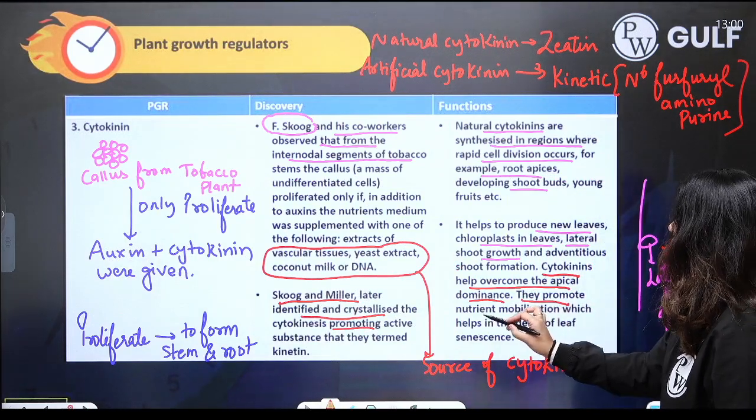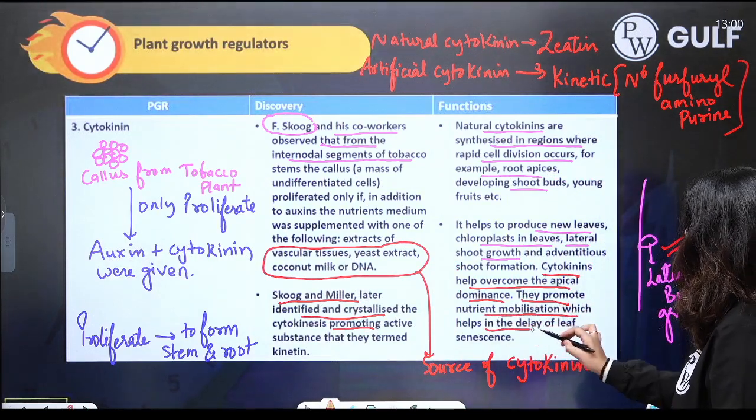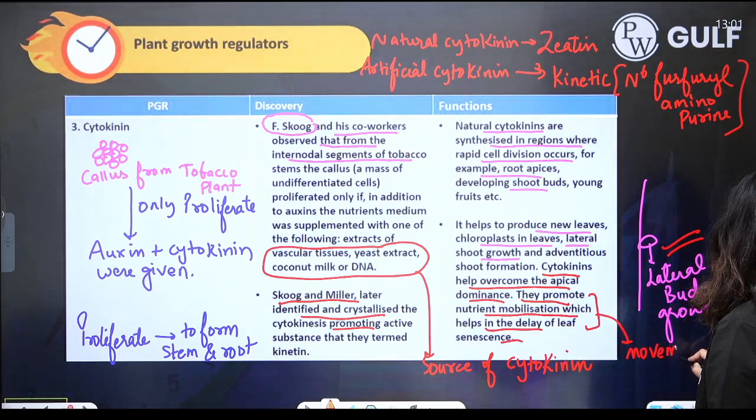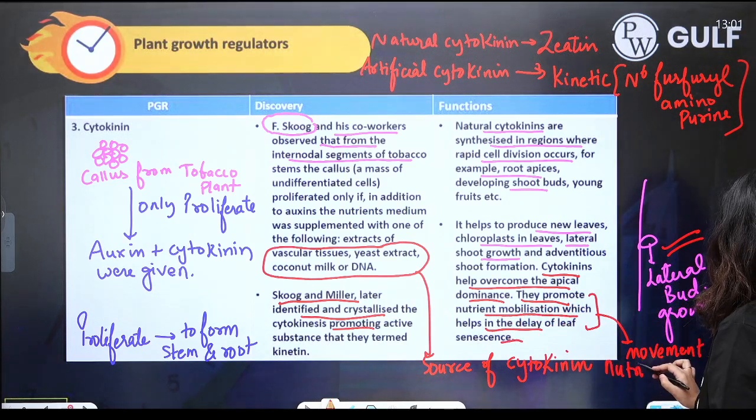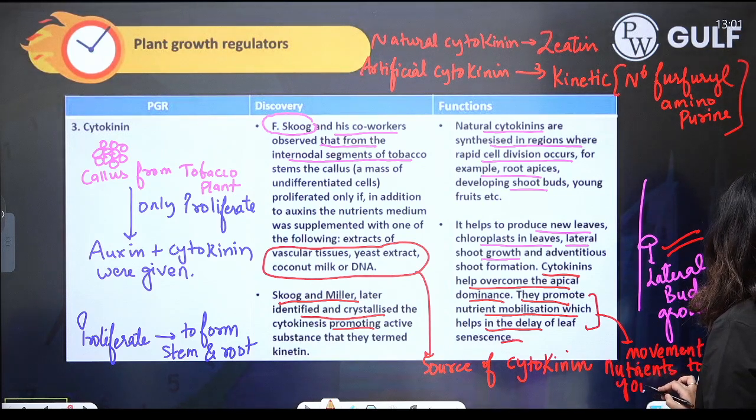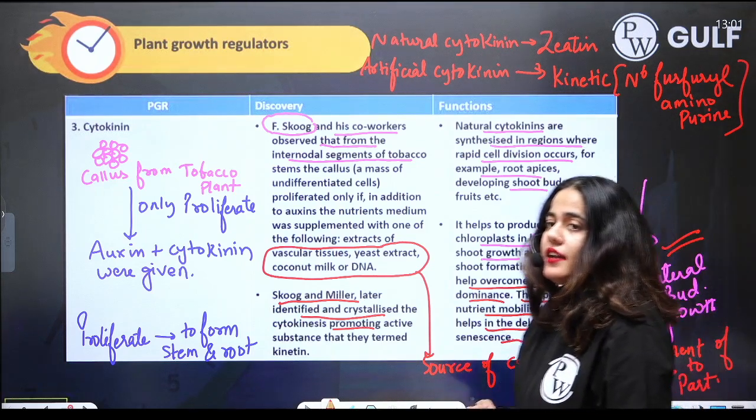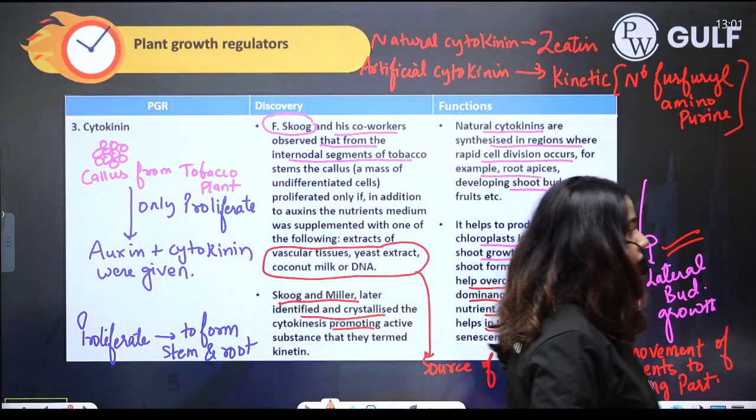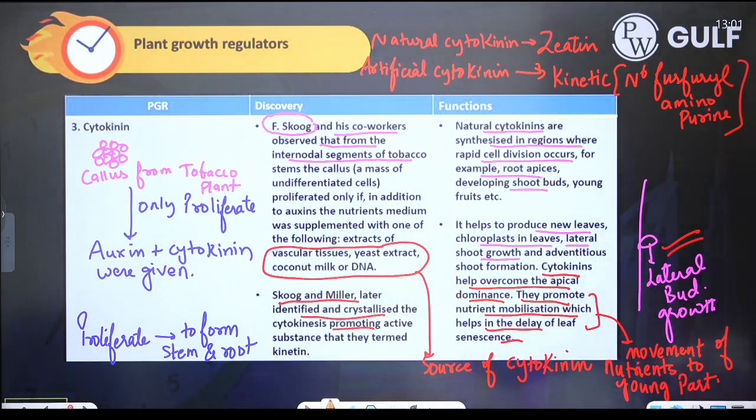So cytokinin helps in overcoming the apical dominance. It basically promotes the growth of lateral buds, whereas auxin inhibits the growth of lateral buds. They promote nutrient mobilization, which helps in the delay of senescence, which means movement of nutrients to the young part. So cytokinin makes sure that the nutrients will move to the young part. Is that clear to all of you? Please do let me know in the comment section.